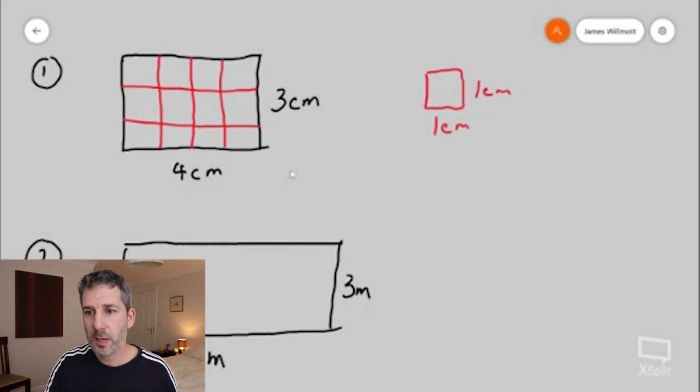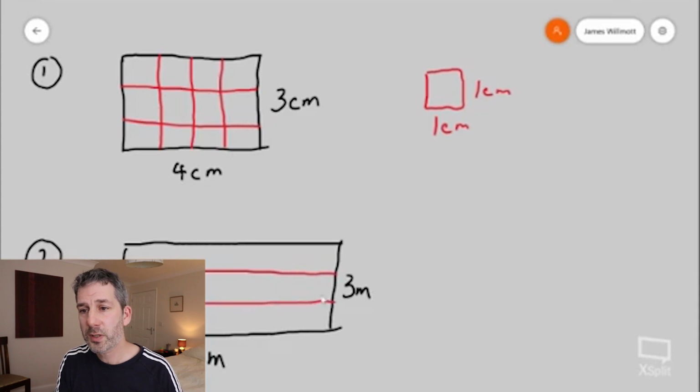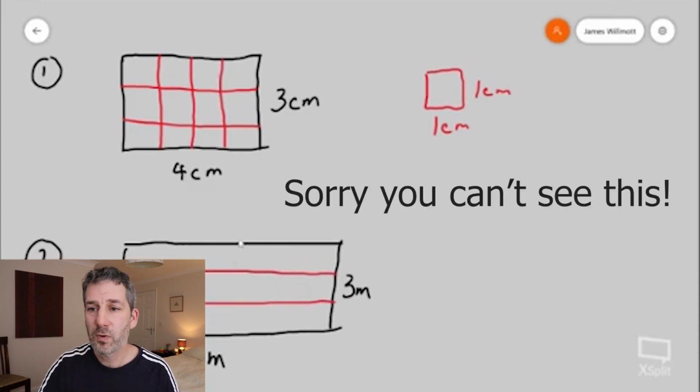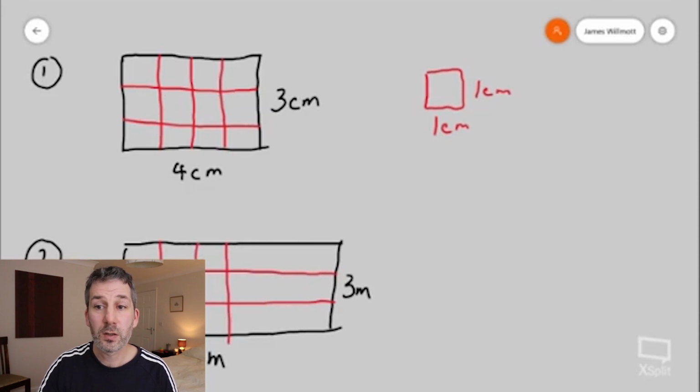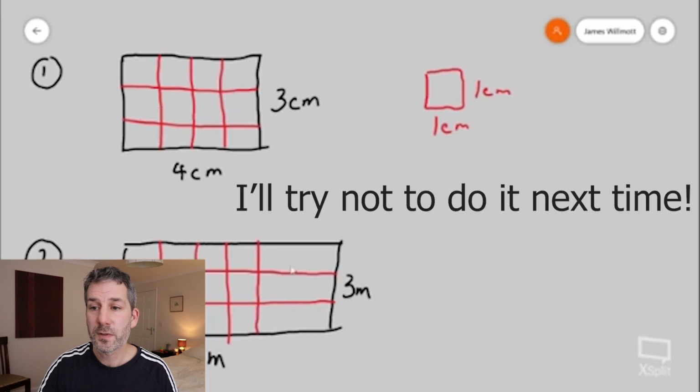To the second example, I'm going to do the same thing. Again, it's 3 meters high, so we could fit 3 rows of squares, and in each row there are going to be 6 columns of squares.